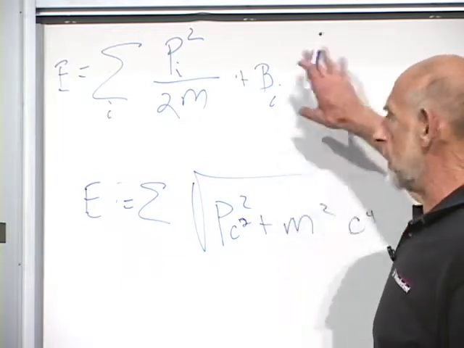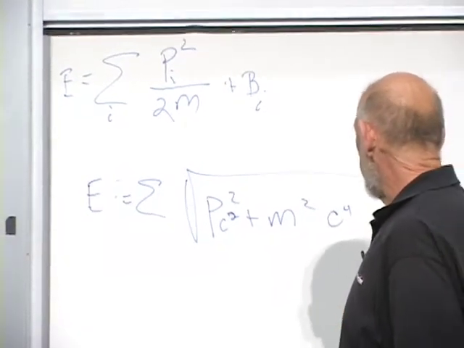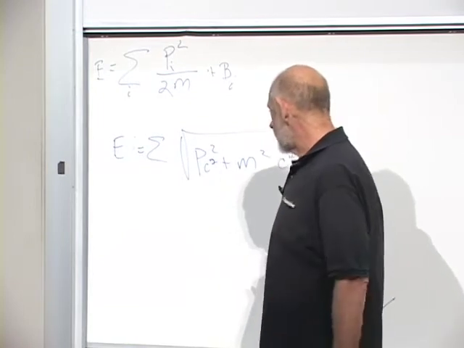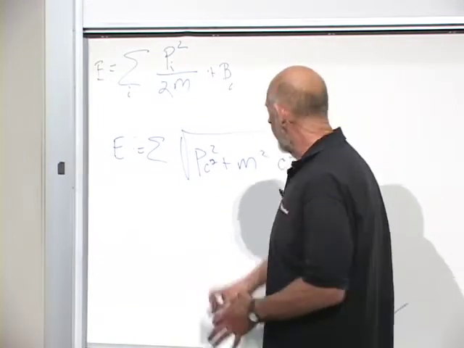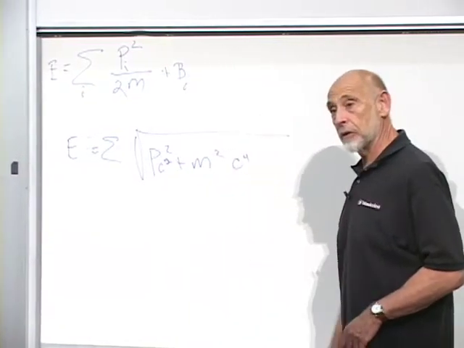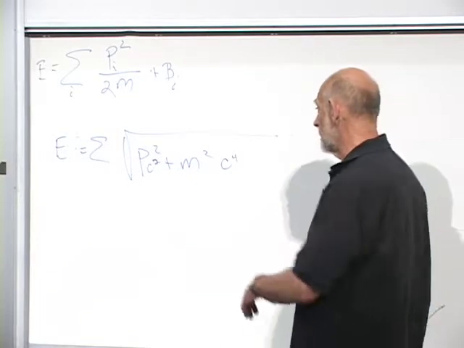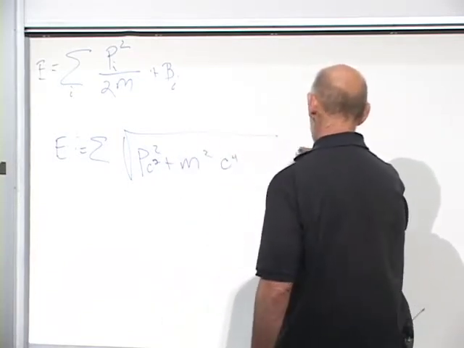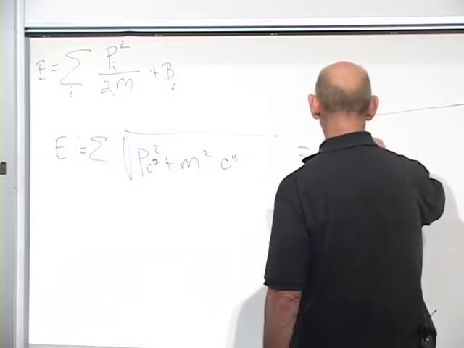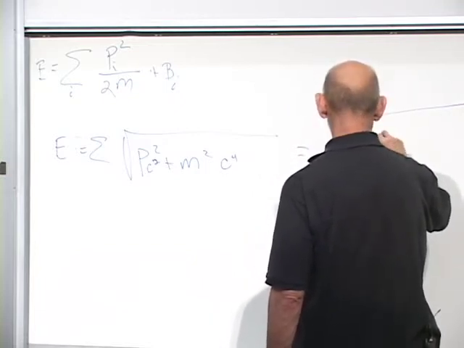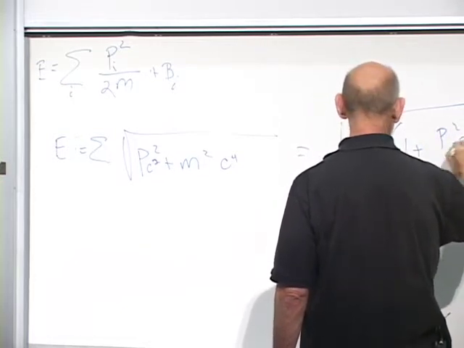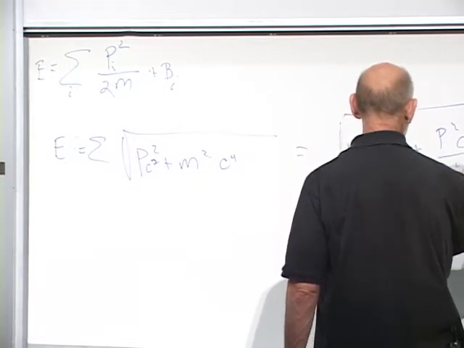The non-relativistic limit is appropriate for problems where a particle is moving very slowly, which means its momentum is very small, and in particular in which p squared c squared is much smaller than m squared c to the fourth. Under those circumstances, you can take the square root of p squared c squared plus m squared c to the fourth and write it first in the form m squared c to the fourth times 1 plus p squared c squared over m squared c to the fourth.